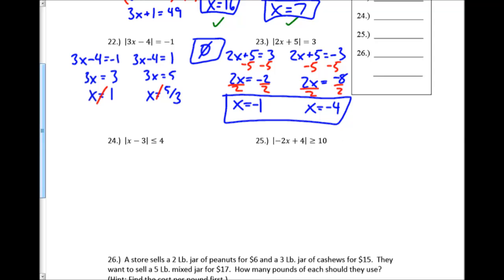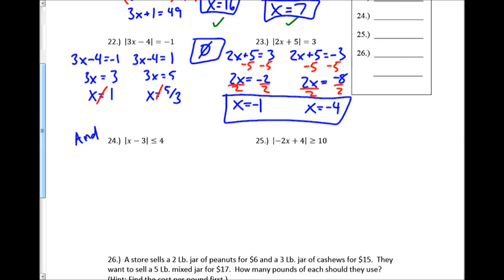For this one, I have to split this up into two inequalities. But before I even do that, remember an absolute value inequality is a compound inequality, which means it's either an and inequality or it's going to be an or inequality. And this one, I look at it, I see the absolute value is less than, and this is an and inequality. So it's nice to label it to start. I'm going to write it as an and inequality.